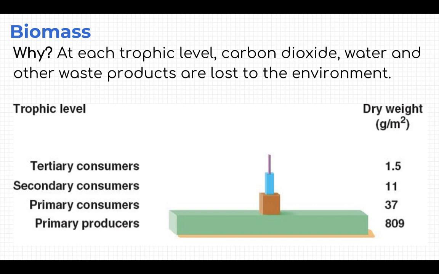The reason is similar to the reason that the amount of energy per trophic level decreases. At each trophic level, there's actual physical matter that's getting lost to the environment. Every time you breathe out, you are breathing out carbon dioxide, and that is something that has physical weight. If you are losing weight because you're on a diet or you're not eating enough, most of that physical weight that you lose comes out in your breath through that carbon dioxide.